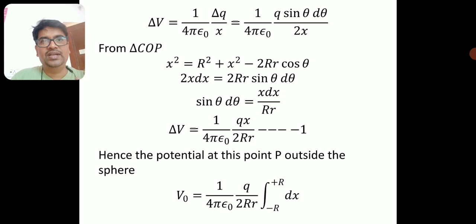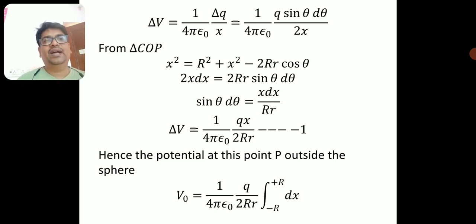If I differentiate this, the left hand side becomes 2x dx, which is equal to the right hand side, 2Rr sin theta d theta, because the differentiation of cos theta is minus sin theta, and minus into minus becomes plus. But the first two terms in the right hand side, R square plus r square, become 0, because those two are constants. Now let us cross multiply and the 2 will get cancelled. So it is x dx divided by Rr. This is what sin theta d theta is.